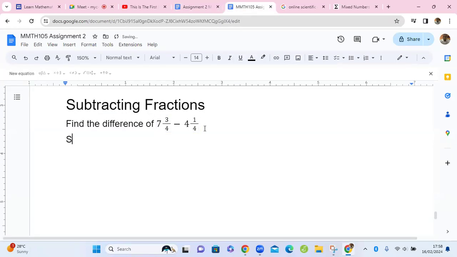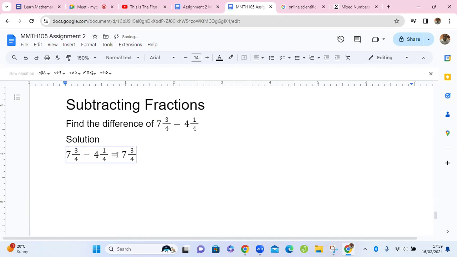So to subtract those two fractions, we can do this two ways. One way is to be aware that this 7 3/4, in arithmetic, is 7 plus 3/4. Okay, bear that in mind. And that's minus 4 1/4.